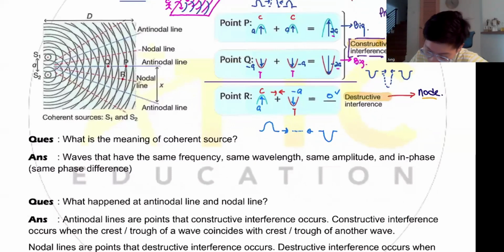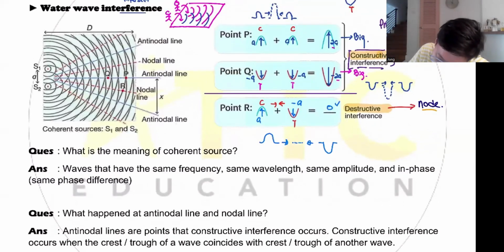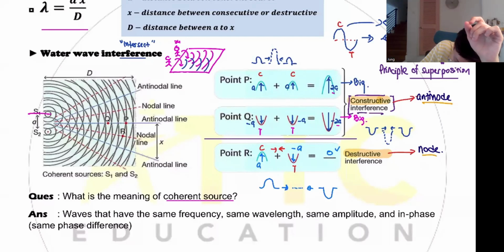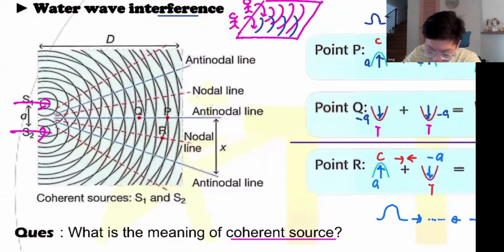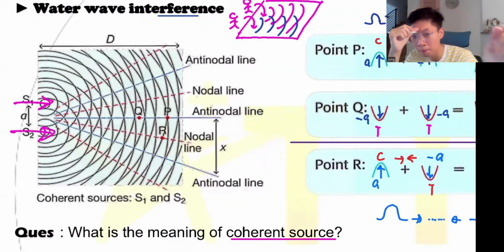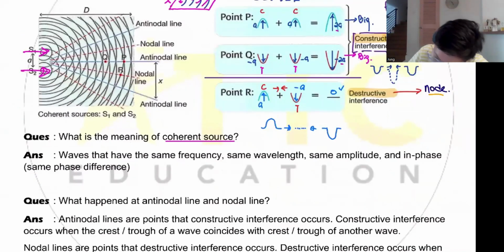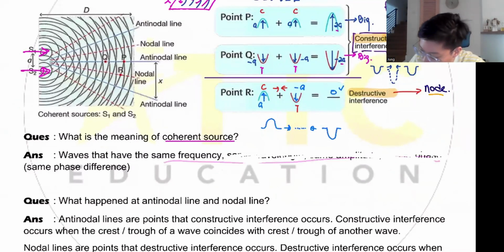All right, so let's look here. What's the meaning of coherent source? In interference, for these two waves to happen, these two sources of the wave have to be coherent, meaning these two waves must be produced at the same time. So they say same frequency, same wavelength, same amplitude, and in phase, phase difference, right? Okay.